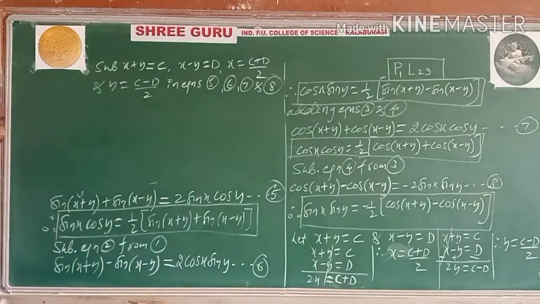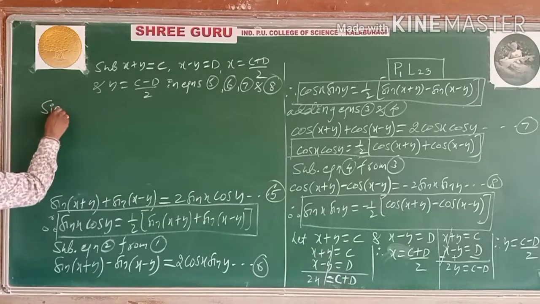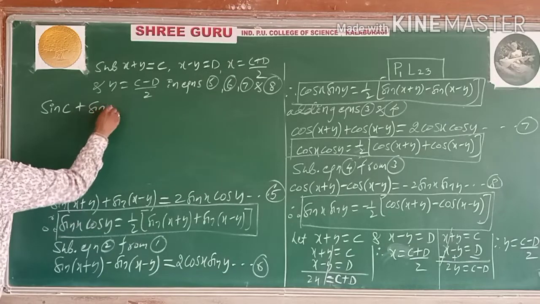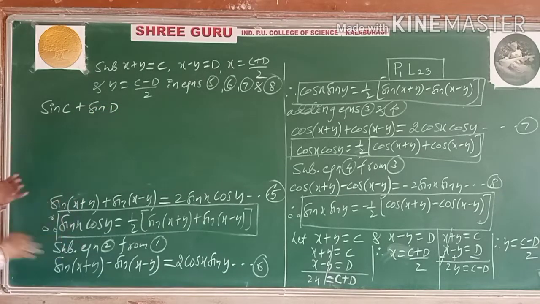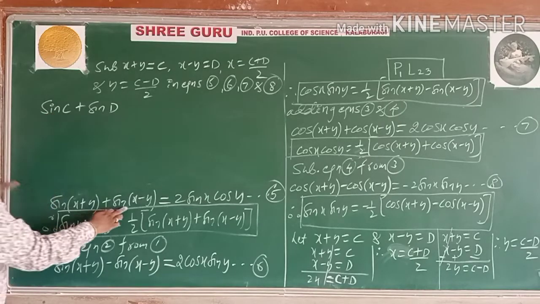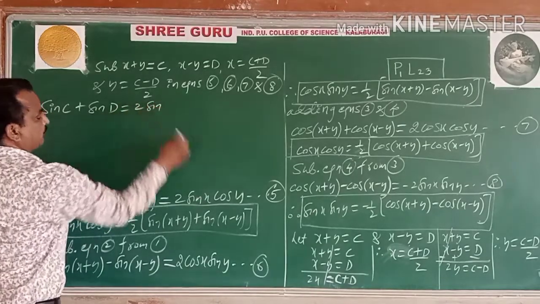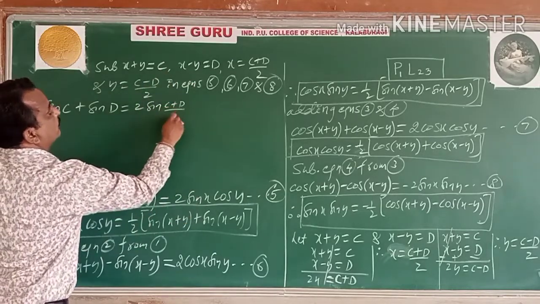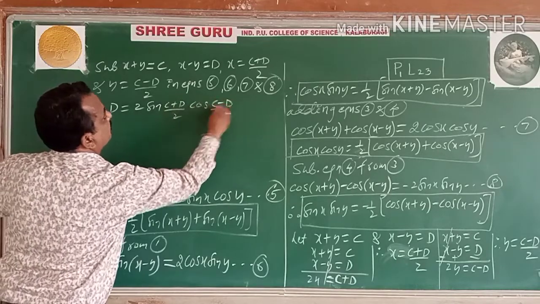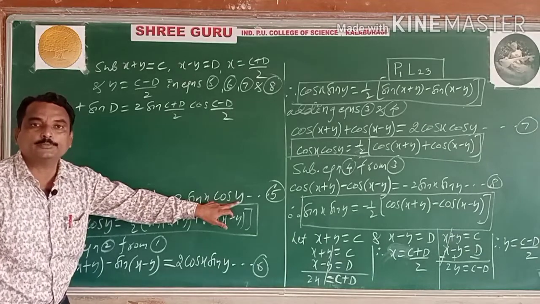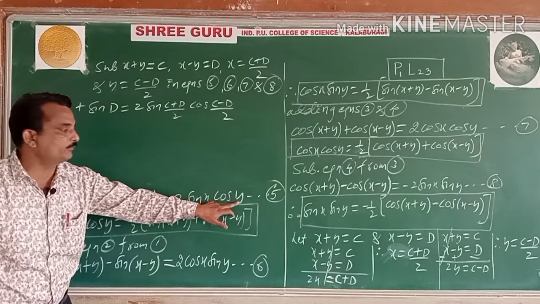Now see, equation 5 becomes, this is equation 5. Sin C, x plus y equal to C, plus sin D. Here after transforming these x and y in terms of C and D, you will get some formula. Sin C plus sin D is equal to 2 times sin of x, what is x? C plus D by 2, into cos of y, what is y? C minus D by 2.